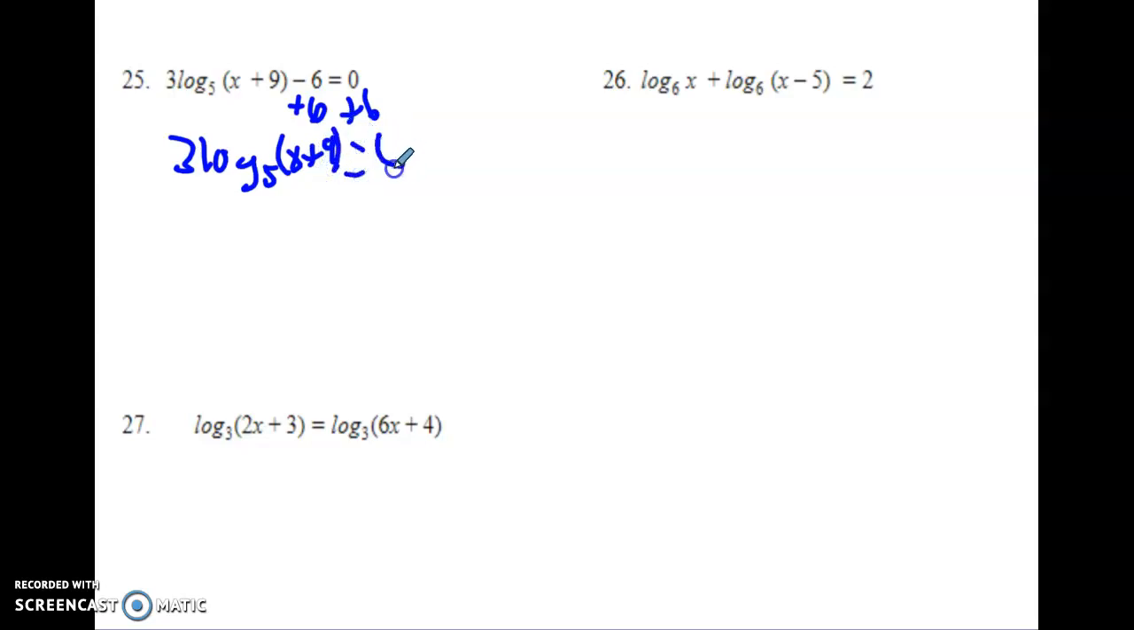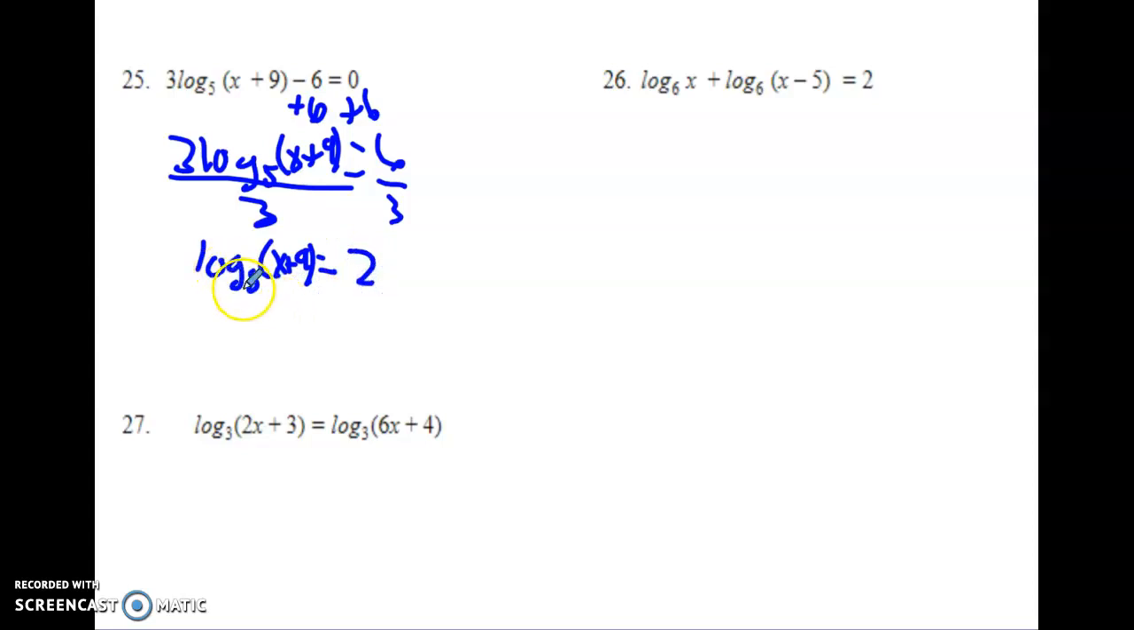equals 6. Now I'm still trying to get this x alone, so now I'm going to try to get rid of that 3. So I'm going to divide everything by a 3, both sides of the equation. So now I have log base 5 of x plus 9 equals 2.